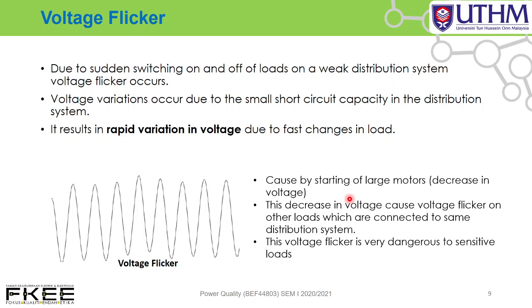This is caused by a large motor, which decreases the voltage. This decrease in voltage causes voltage flicker on other loads connected to the same distribution system, the same bus bar, for example. This voltage flicker is very dangerous to sensitive loads. Rapid variation in voltage can of course damage the sensitive load.